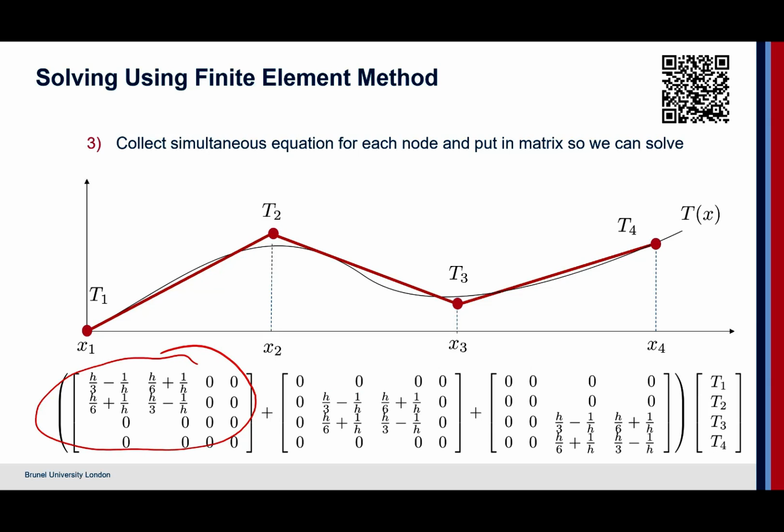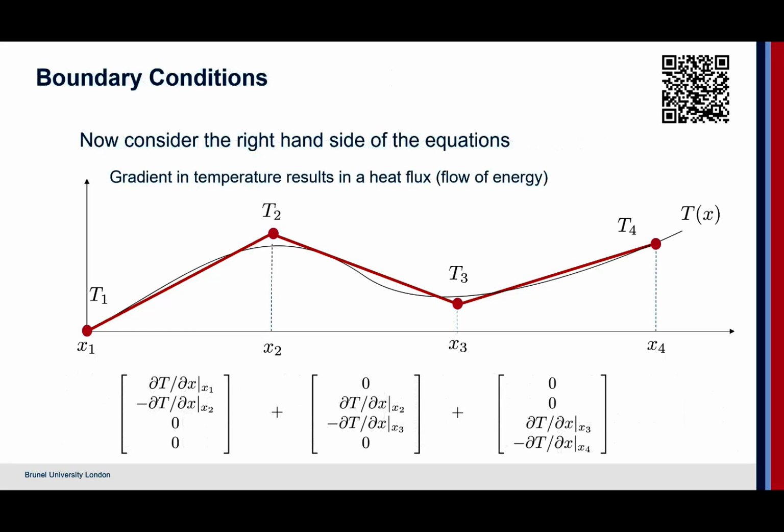The position in the matrix is just to do with which coefficients it's multiplying. So this one is for 1 and 2, for example. We collect them all together, and then we can solve that. Now on the right-hand side, we have the fluxes. These are the expressions for the surface term that we get from that integration by parts.